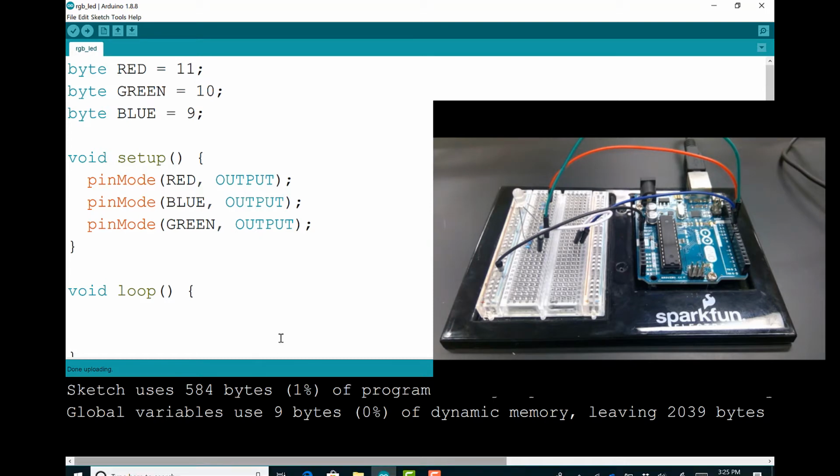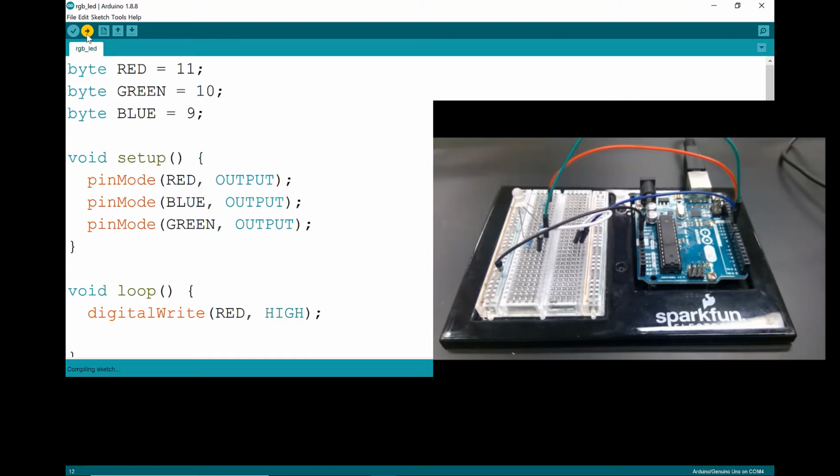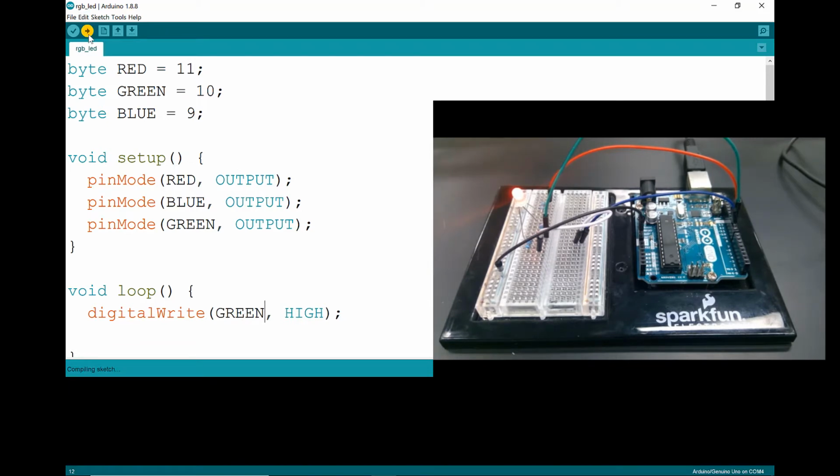But let's take a look at what happens if we just do a digitalWrite on the red pin to set it high. Upload it. And we get red. All right, if I do that on the green, we get green.